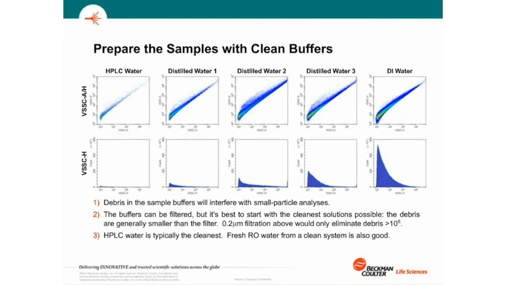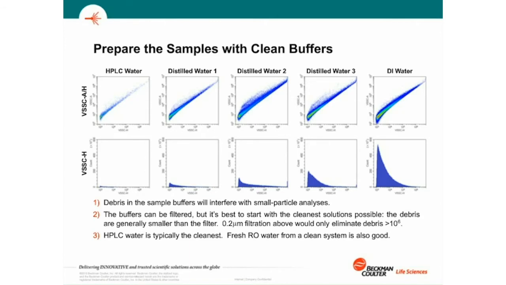In fact, in the plots above, 0.2 micron filtration would only eliminate debris roughly greater than 10 to the sixth. These samples are a variety of distilled water from grocery stores, which seem to be sometimes used by small particle experimenters. And then finally on the right is DI water. Compared to HPLC water, you can see that HPLC water has significantly less debris and contamination. As it says below, HPLC water is typically the cleanest, and fresh RO water from a clean system is also good. However, RO systems can become contaminated over time, so it's good to use a clean system or just buy the HPLC water.